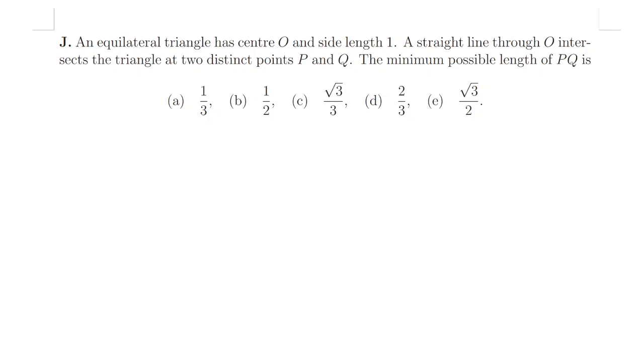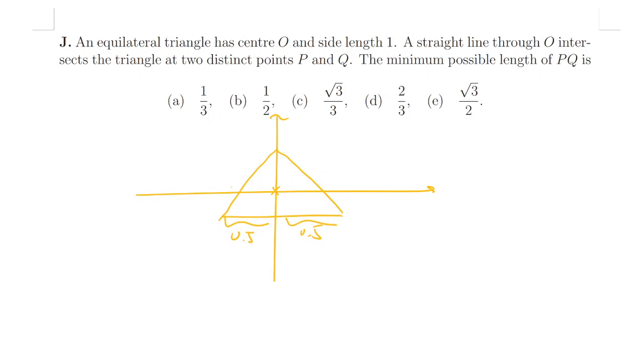Okay, cool. So again, when you see these sort of geometry-feeling questions, then draw a diagram. Always draw a diagram. So we have center O, and we have a side length 1. So O is here, and then for the sake of ease, I'm just going to draw my triangle here. So the side length is 1, fine. So that's 0.5, and that's 0.5. It doesn't look equal, but you get the idea. A straight line through O intersects the triangle at two distinct points P and Q, and it's asking for the minimum possible length of PQ.